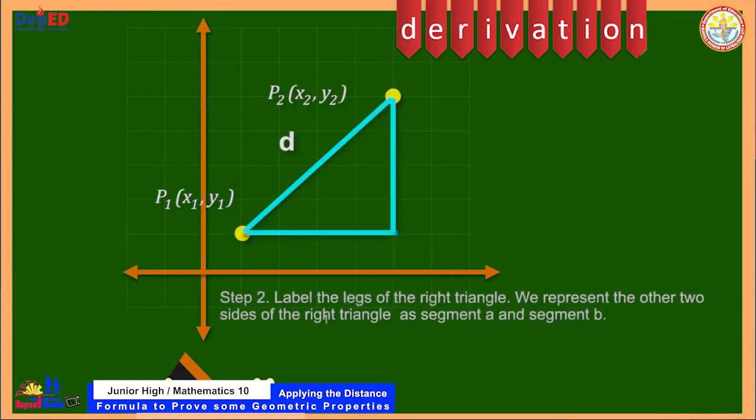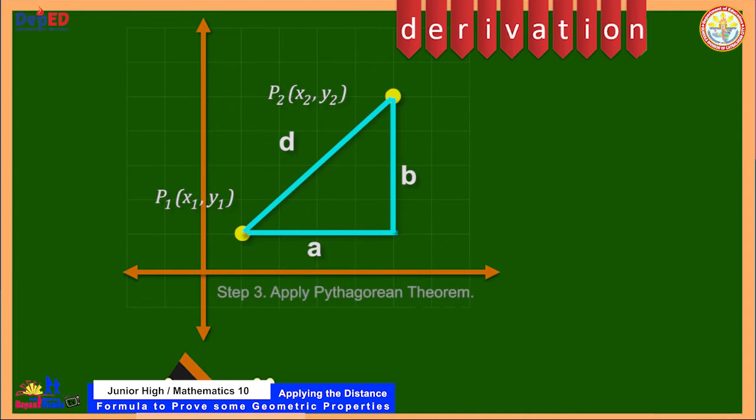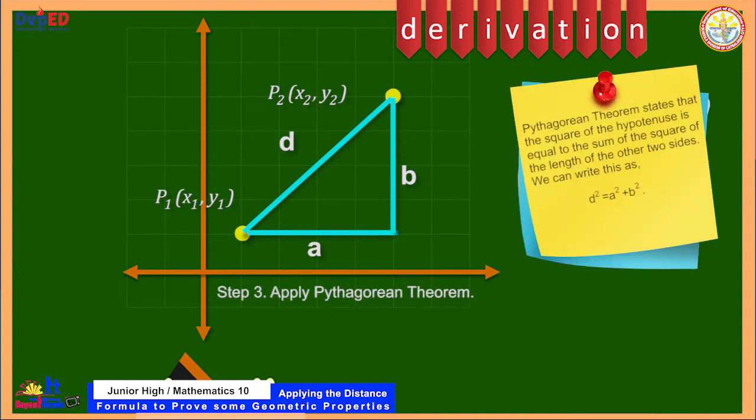Step 2. Label the legs of the right triangle. We represent the other two sides of the right triangle as segment a and segment b. Step 3. Apply the Pythagorean theorem. The Pythagorean theorem states that the square of the hypotenuse is equal to the sum of the squares of the lengths of the other two sides. We can write this as d squared is equal to a squared plus b squared.